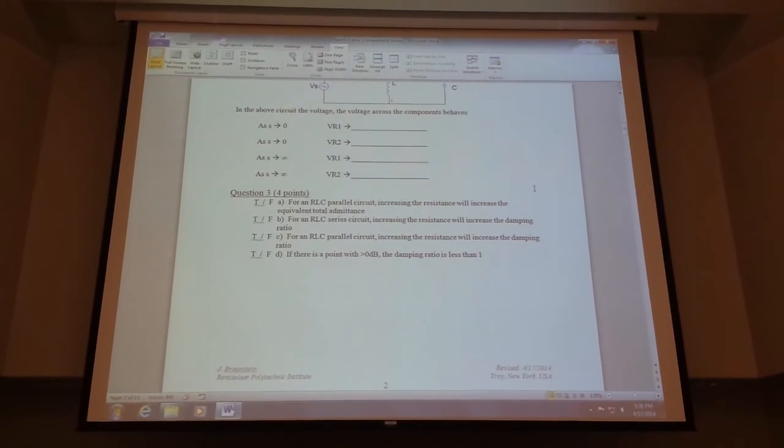Part D was missing some commentary. If there's a point that's greater than 0 dB, the damping ratio is less than 1. Is that true? Well, I left off an important comment here. It is true if there's no gain. And so that question wasn't right here. Everybody got that one. So if there's no gain, and you have greater than 0 dB, the damping ratio has to be less than 1. And we can also say it's not a bandpass filter.